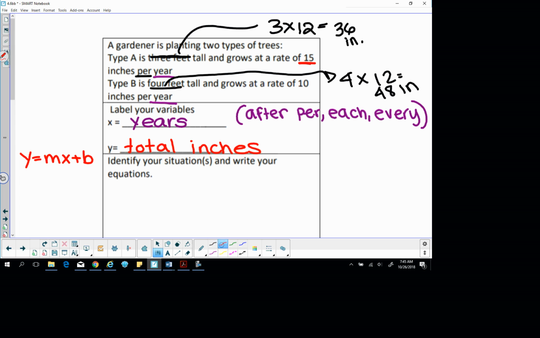Now we got to write them in y equals mx plus b. So let's look at type A, right? I'm going to put type A first. And so we have y equals, what's the slope of the first one? What's the number that's before per? 15, right? Do you guys see that? And so 15 would be your slope. 15x plus, how much does it initially start as? How many inches? 36.